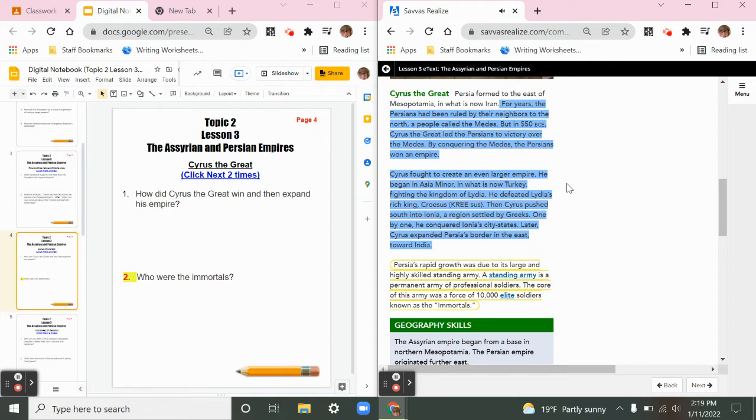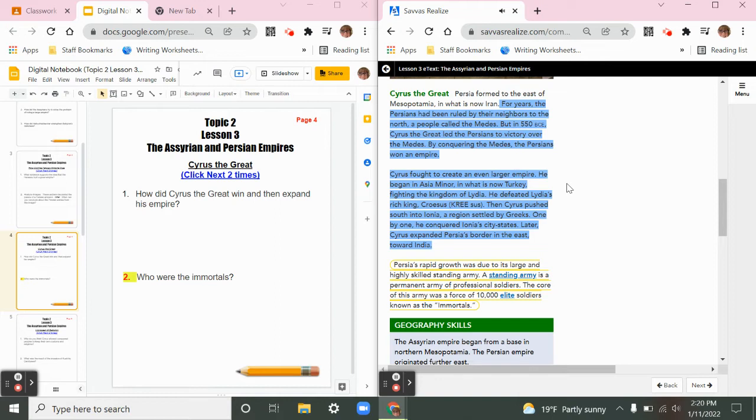Cyrus fought to create an even larger empire. He began in Asia Minor, in what is now Turkey, fighting the kingdom of Lydia. He defeated Lydia's rich king, Croesus. Then Cyrus pushed south into Ionia, a region settled by Greeks. One by one, he conquered Ionia's city-states. Later, Cyrus expanded Persia's border in the east toward India.